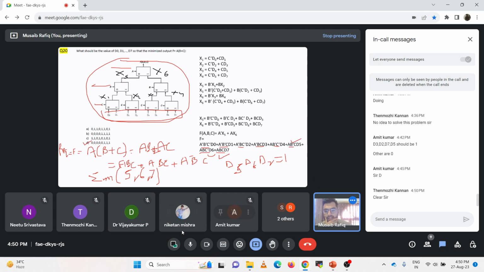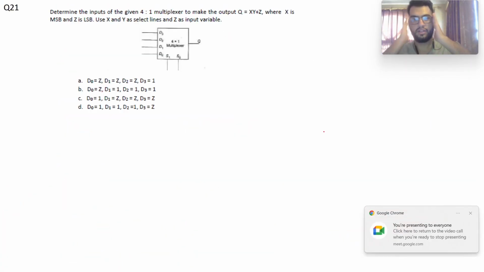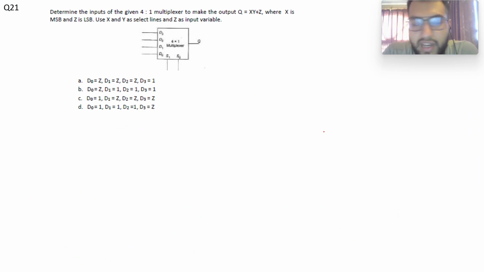Now, towards the last question of today's live session: determine the inputs of the given 4-to-1 mux to make the output Q equal to xy plus z, where x is your MSB and z is your LSB. Use x and y as your select lines and z as your input variable. So that is the input to the mux. Two more things are different from what we have done earlier. Q is equal to xy plus z. So this is our output.